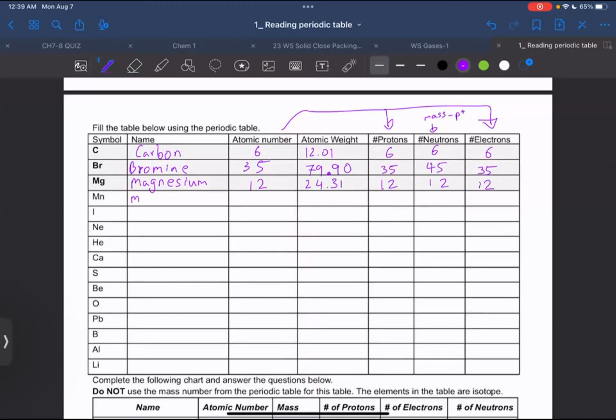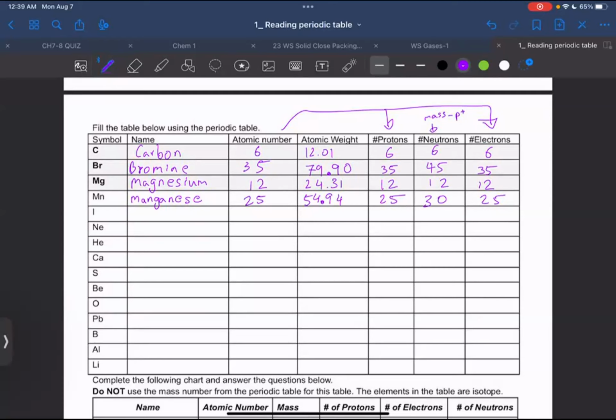Mn, that's a different one, that's manganese. That one is 25, and its mass is 54.94, so about 55. So 55 minus 25 is 30.